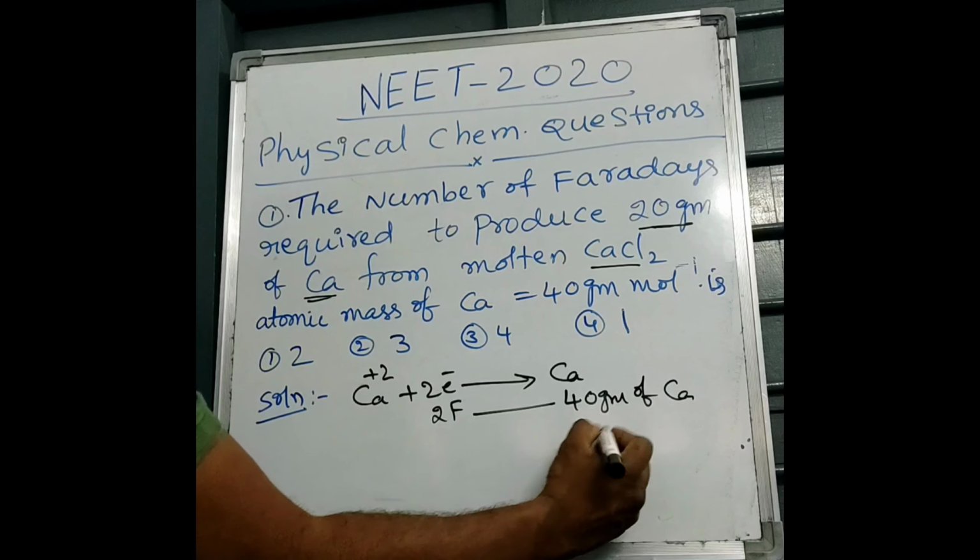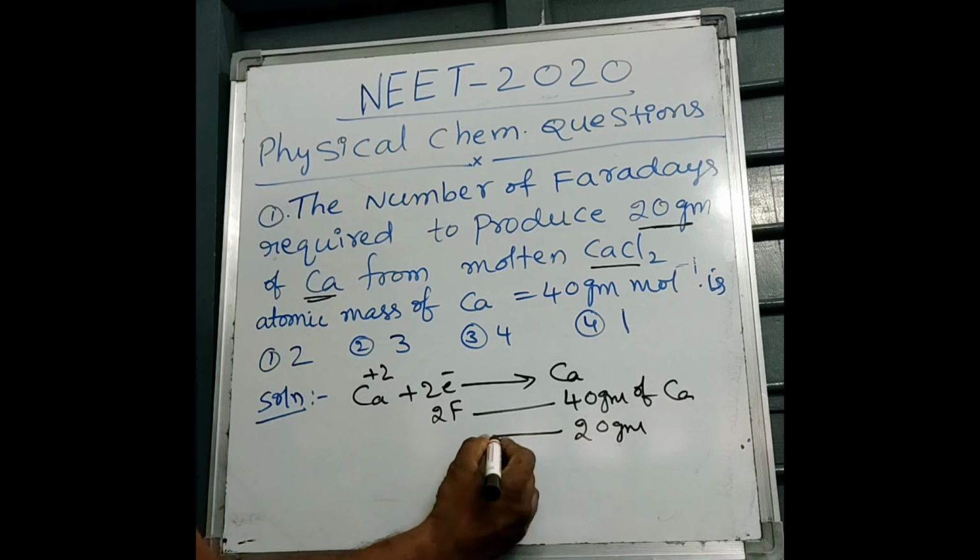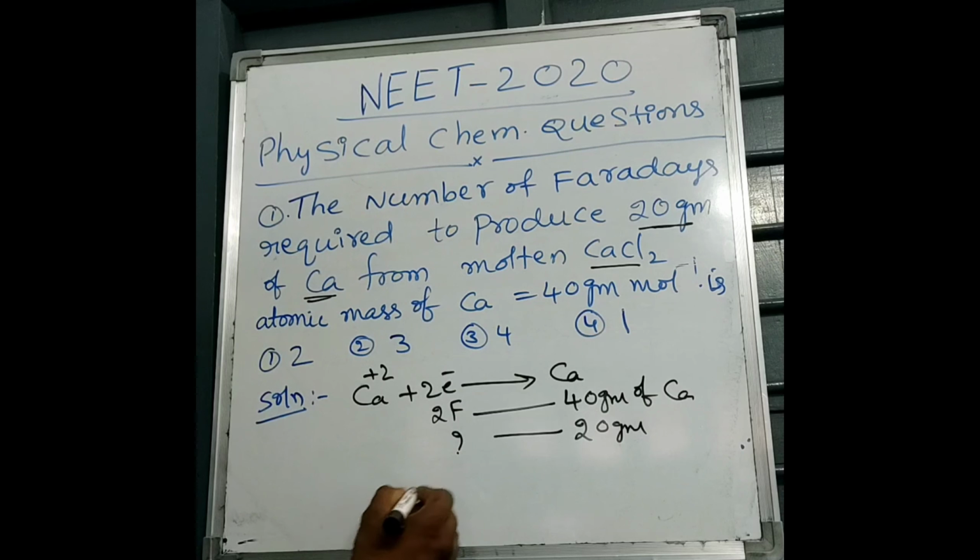For 20 grams of calcium, how many Faradays are required? When you do cross multiplication, 20 into 2 Faraday divided by 40 grams, the 2's cancel, so it equals 1. 1 Faraday is required for the deposition of 20 grams of calcium. The answer is 1.